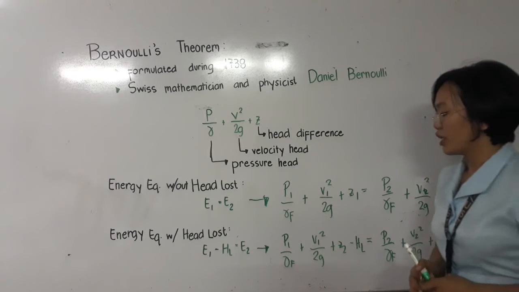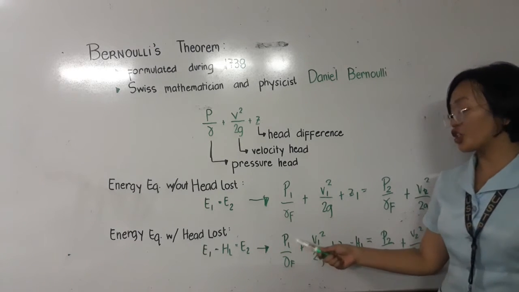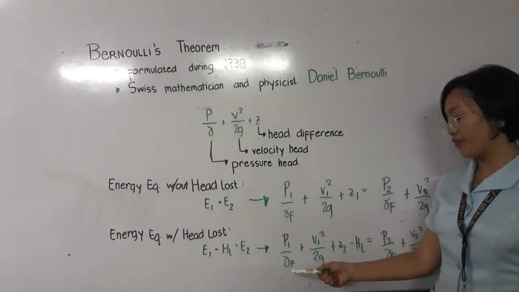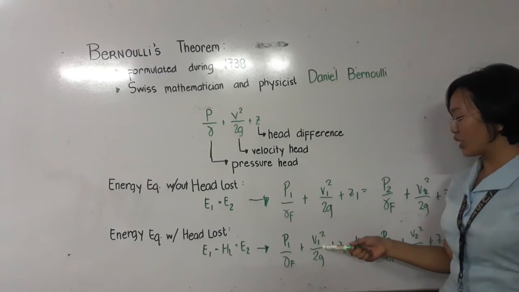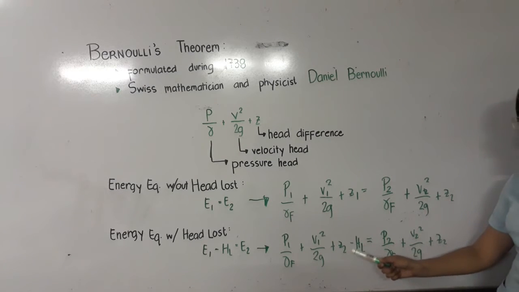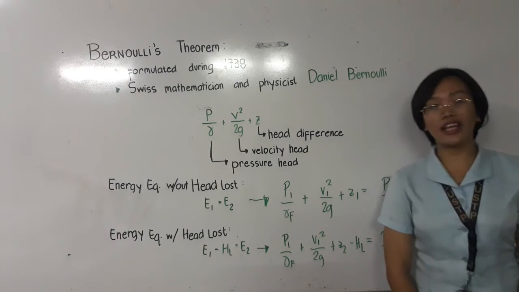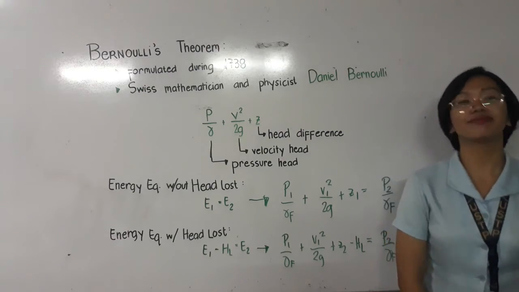If we expand this equation, we have pressure 1 over the unit weight of fluid plus velocity squared over 2g plus z1, minus the head loss between sections 1 and 2, equals pressure 2 over the unit weight of fluid plus velocity squared over 2g plus z2. Now, are we ready to solve some problems?